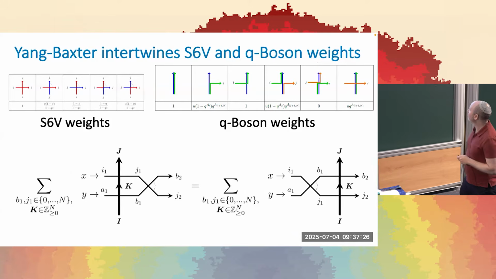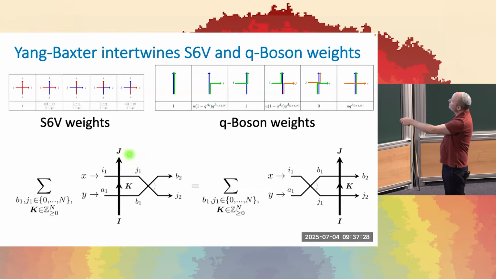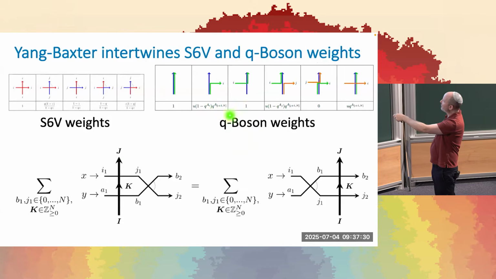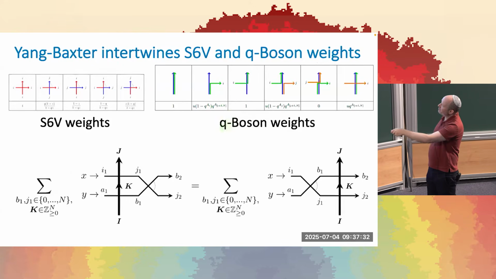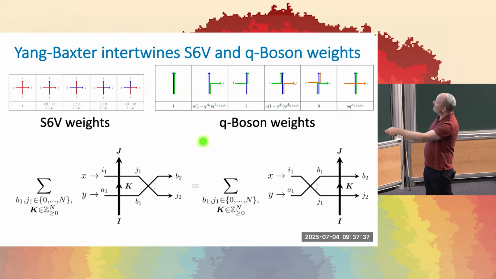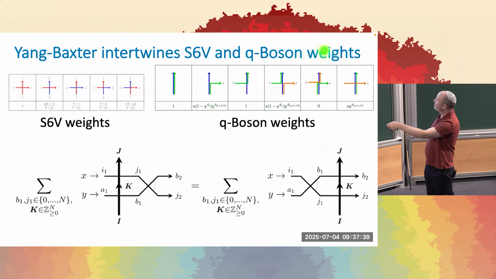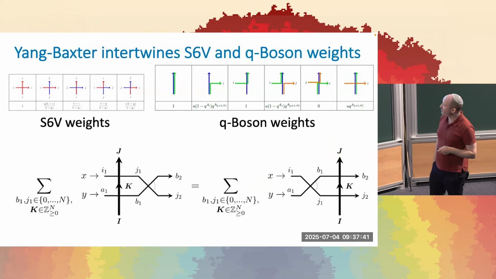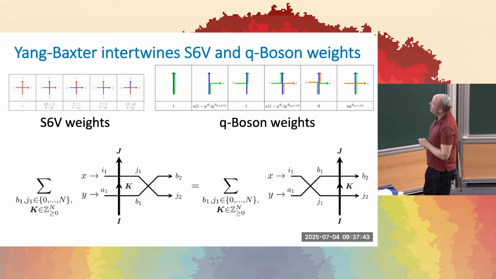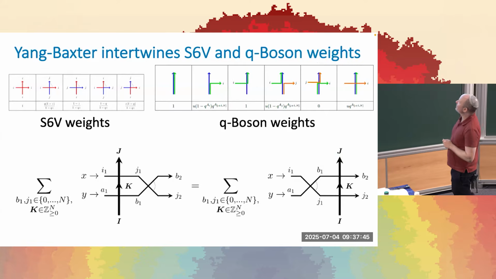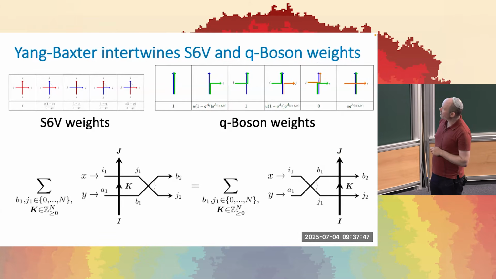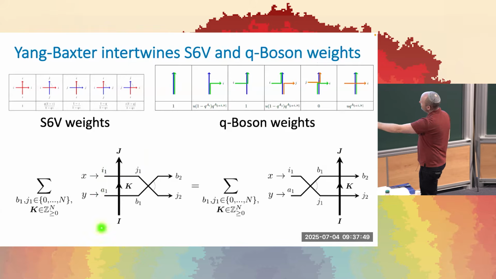And what you get if you do that is an intertwining, or a Yang-Baxter equation, that relates the 6-vertex weights to something called Q boson weights. In fact, there's a gauge transform, so these are no longer stochastic. But nevertheless, you have the following seemingly more complicated Yang-Baxter equation, which I'll unpack.